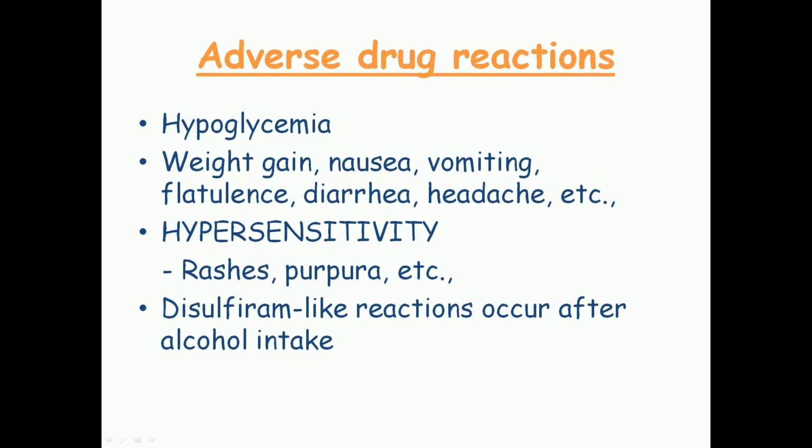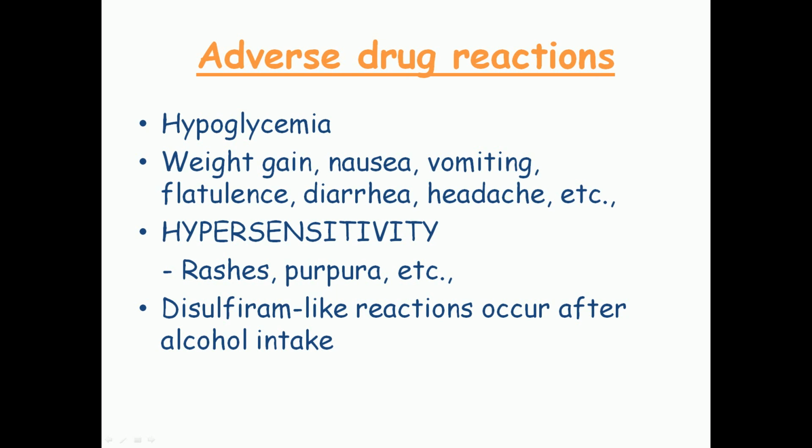There are a few adverse drug reactions. This includes hypoglycemia, which is lowering of blood glucose. There are also a few milder side effects such as weight gain, nausea, vomiting, flatulence, diarrhea, headache, etc. Now you gotta know the point that hypersensitivity is an adverse reaction for sulfonylureas. Why is that? It's because of the sulfa group present in sulfonylureas. Patients who are allergic to it will develop hypersensitivity reactions such as rashes, purpura, etc. When a person who takes alcohol also takes these drugs, there will be some reactions which are known as disulfiram-like reactions.